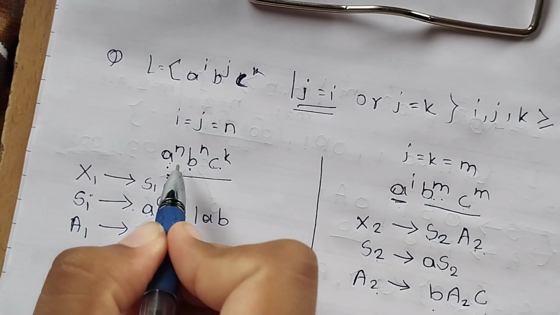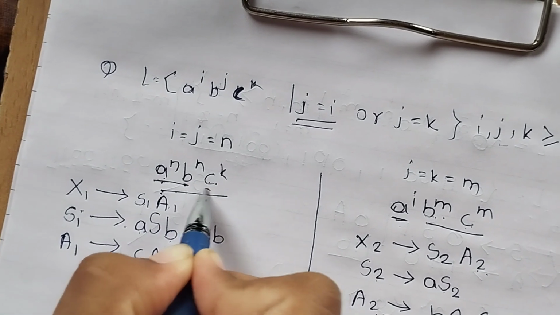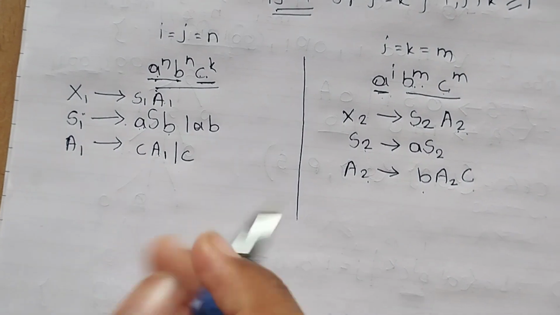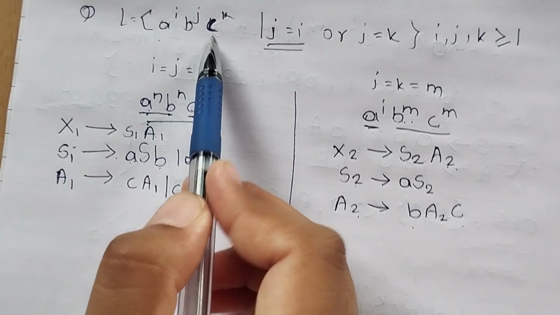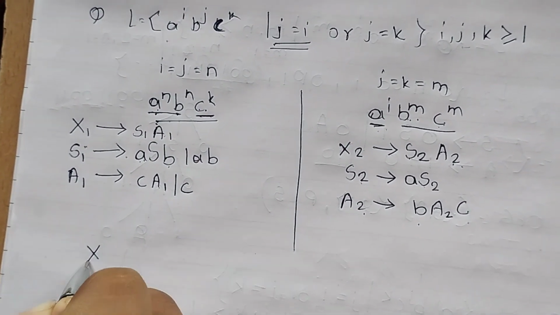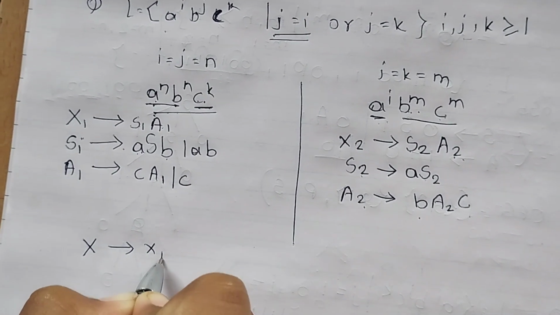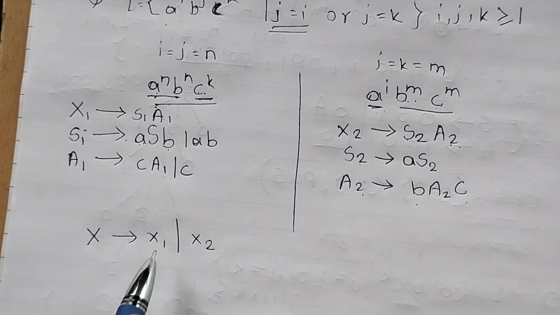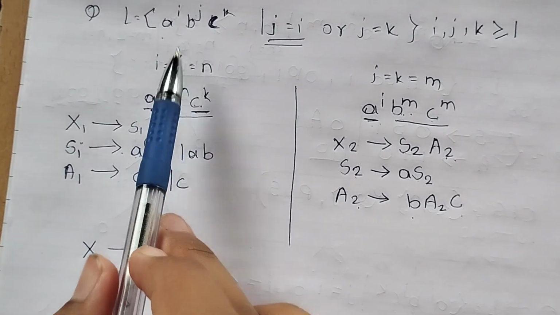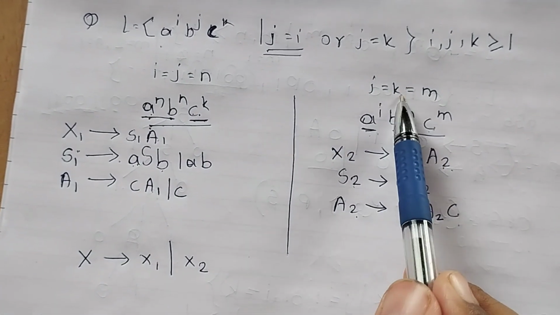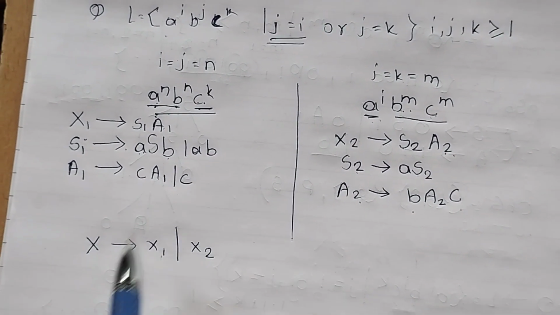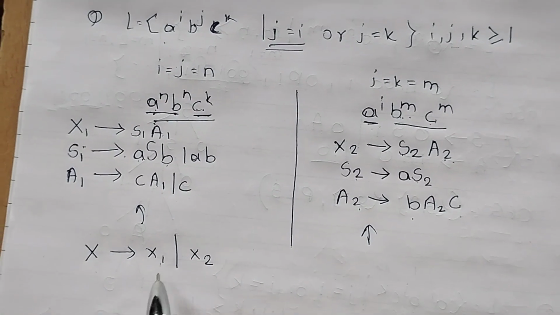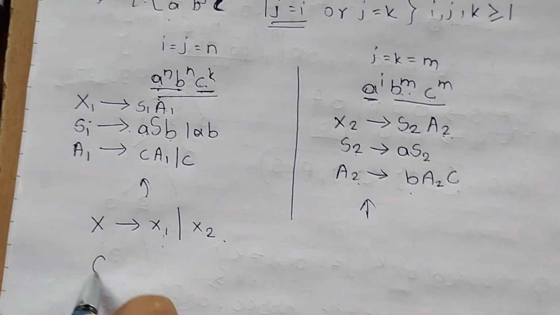Here we write one production for this and a second production for this, and here oppositely. Now we want one combination, because here one production we can read, so simply X reads X1 or X2. Am I right? One possibility is i equal to j, and the second possibility is j equal to k. So X reads first this or this production, X1 or X2.